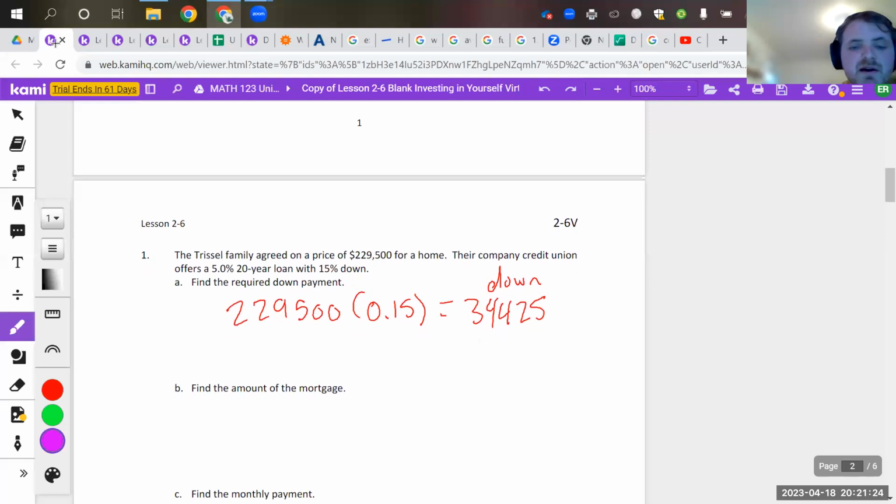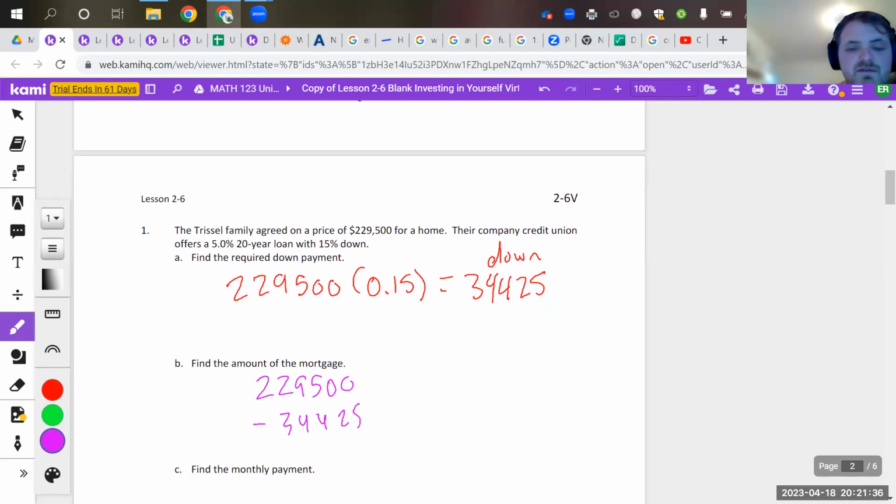Okay, so the amount of the mortgage is $229,500 minus $34,425. Okay, so subtracting those, you get $195,075. Okay, so that's how much the actual mortgage is. That's how much you have to pay them back. That's how much you have to borrow over a 20-year time span.